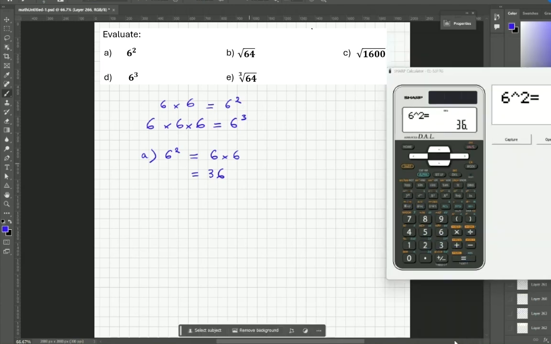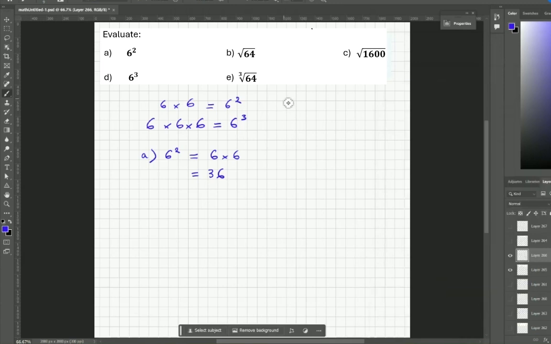Okay, 36. So, let's look at B. Now, I should point out, I do want you to try and do these very simple ones in your head. B, the square root of 64. What this is asking us is what number squared produces 64, or what number multiplied by itself produces 64. Now, if you're familiar with your times tables, you know that 8 times 8 is 64. So the square root of 64 is just equal to 8.